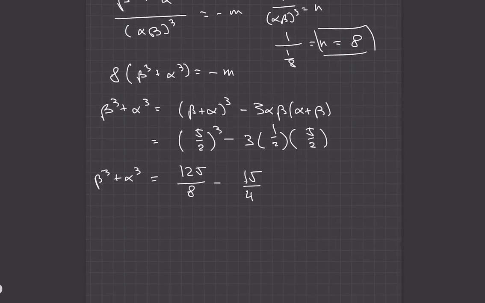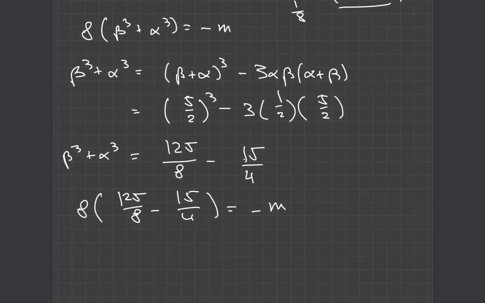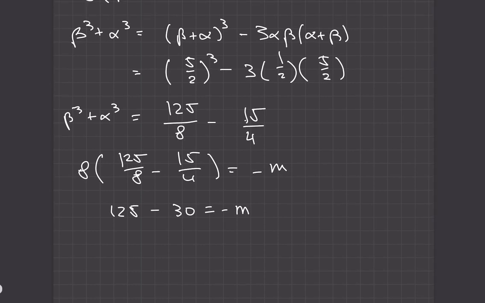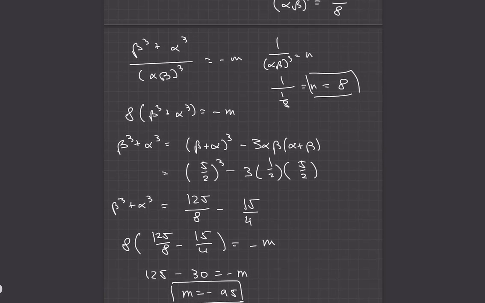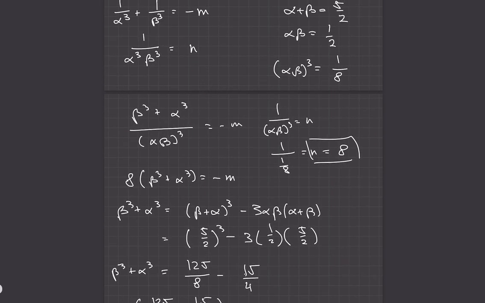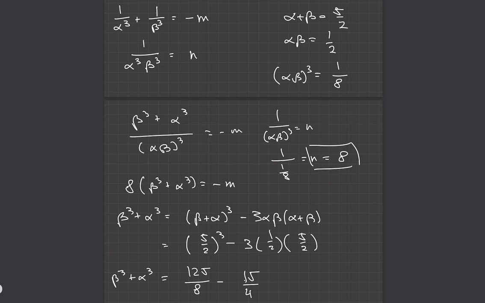And then when we put this in, we get that 8 times (125 over 8 minus 15 over 4) is equal to minus m. So that means that 125 minus 30 is equal to minus m. So this is going to be 95 is equal to minus m, so m should be minus 95. There you go. So hopefully that made sense. These are actually quite nice where you don't explicitly find alpha and beta, but you just use the fact that you know what their sum and their product is equal to.